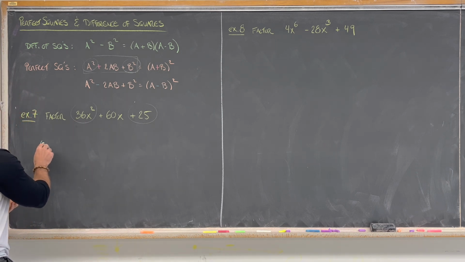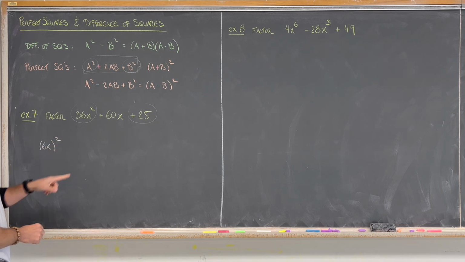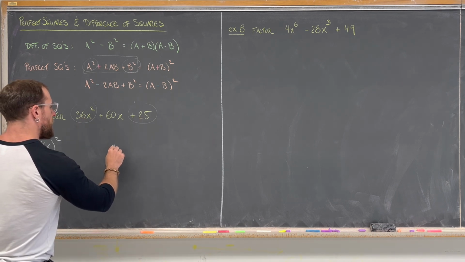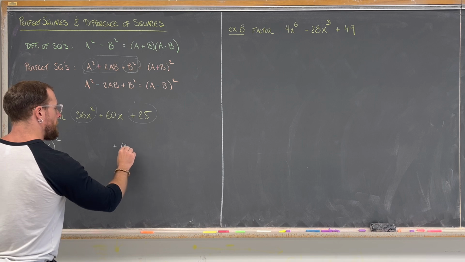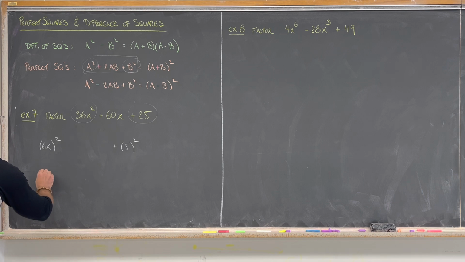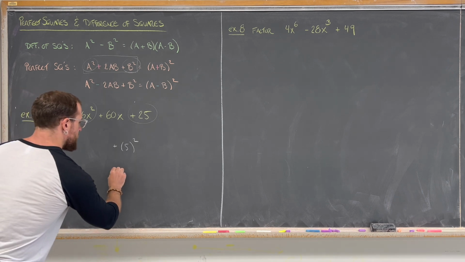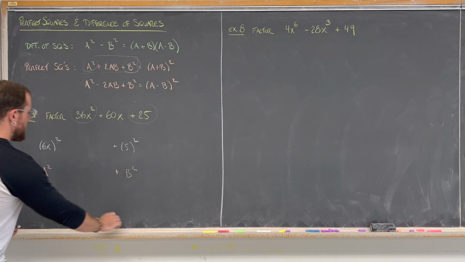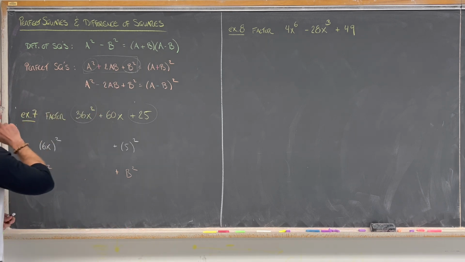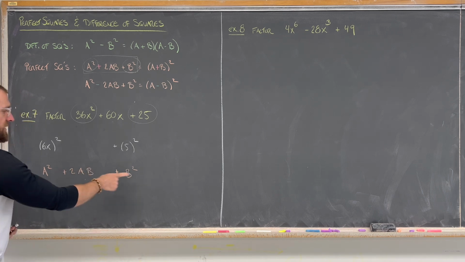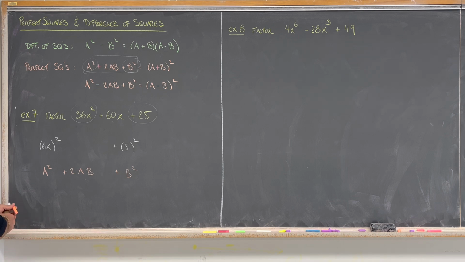Let's write this as 6x squared. Okay, that's what 36x squared is. And this last term is 5 squared. Okay, so we've got something squared plus something else squared. And that middle term, let's see. We know right here, I'm just going to copy this down, that a squared plus 2ab plus b squared can be factored. And is that what we have?